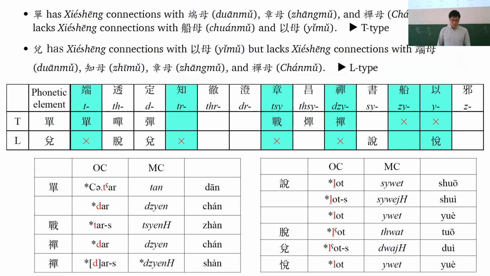And then Dan is T-type. Dan itself has a T onset in Old Chinese, but doesn't have Chuan. So we can reconstruct them like T or D or something like that. So type A changed to Duanmu in Middle Chinese, and type B, D, changed to Changmu or something like that. And then let's take a look at Dui. It doesn't have association connections with Duan, Ji, Zhang, Chan, but has Yue, Yimu. So easily, we can reconstruct the liquid for them. So Shuo belongs to the Shumu in Middle Chinese, so we can reconstruct the type B voice as L, and it changed to Shumu, kind of like that.